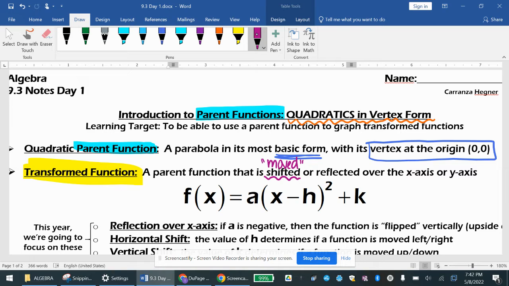Another thing that can happen in a transformed function is that it could be reflected, okay? Reflected. Como un espejo, like in a mirror when something is reflected, okay? Un reflejo. And that can happen over the x-axis or the y-axis.